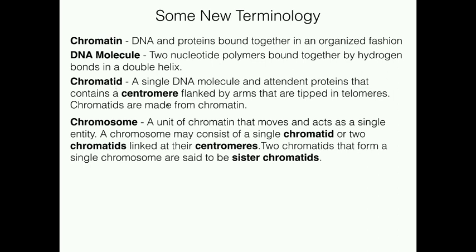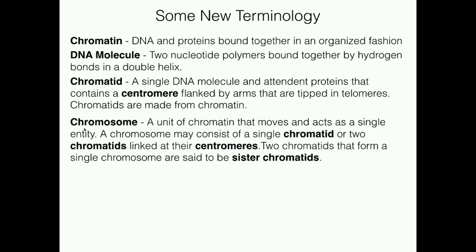So a chromatid is all of the DNA and all of the proteins in one molecule of DNA. A chromatid contains a centromere somewhere in the center, and on either side of the centromere are what are called arms, and at the end of the arms are telomeres. Telo means ends. So chromatids are made from chromatin. A chromatid and a chromosome are very similar in many ways, and sometimes a chromatid is a chromosome. But the chromosome is a unit of chromatin that moves and acts as a single entity.